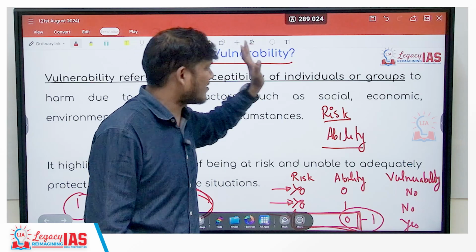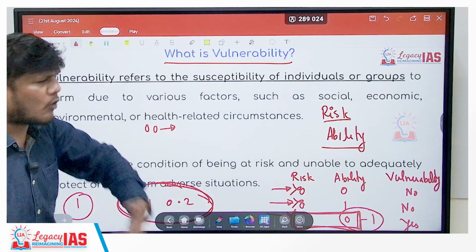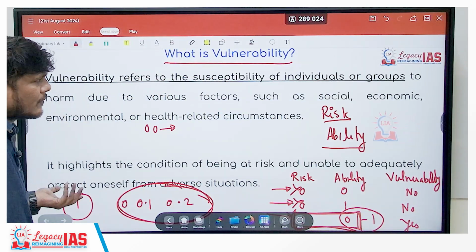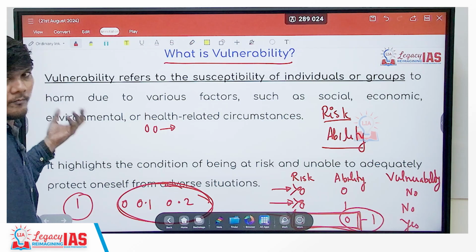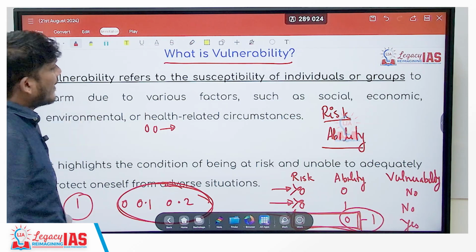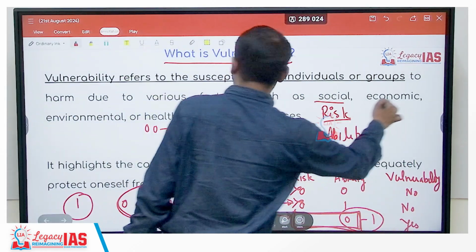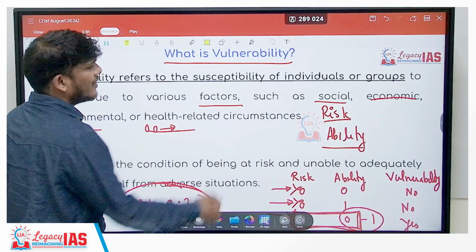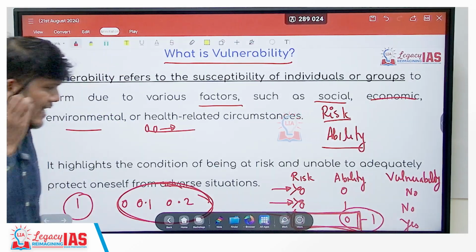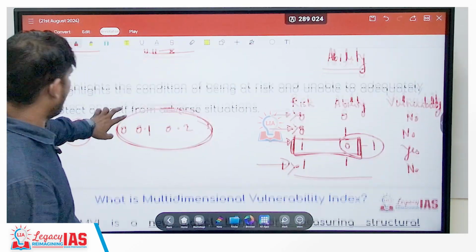So this is the definition which is mentioned. Vulnerability refers to the susceptibility of individuals or a group, community, or section of society to harm, by which they can be harmed due to various factors. Factors can be social, economic, environmental, or health related circumstances. It can be anything. It can be man-made, it can be natural as well.